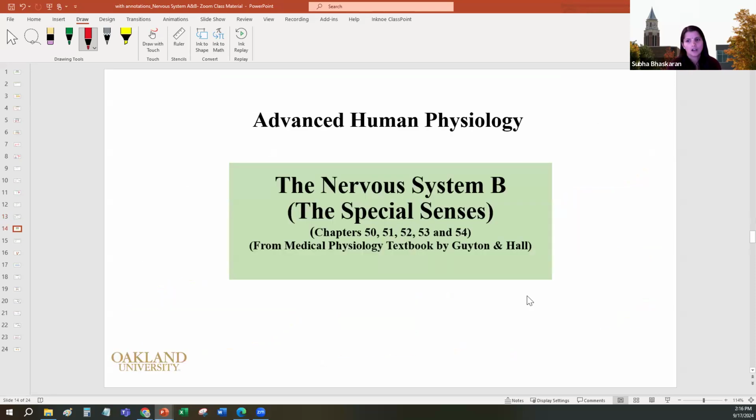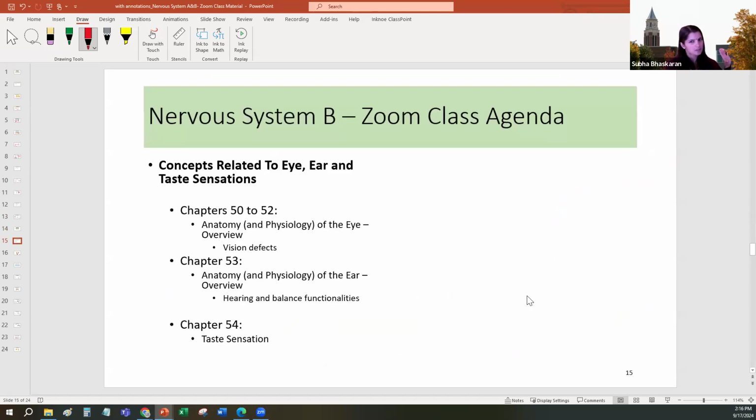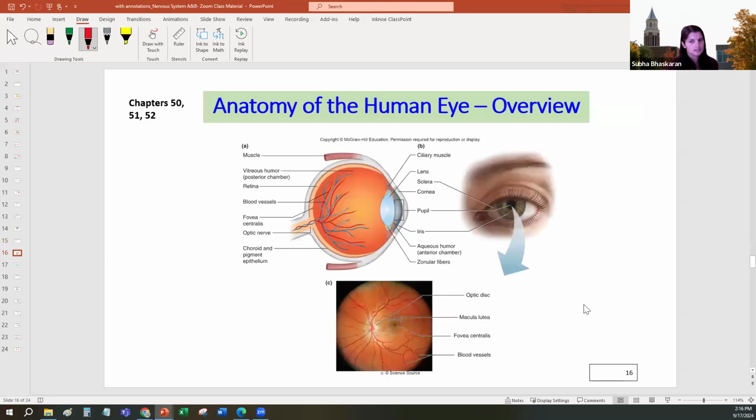Yes. The nervous system, these special senses. How many of you are familiar with a little bit of anatomy of the eyes and the ear? So this is predominantly the eye, the ear, and taste. So it is a little bit of expectation where you would know the overall anatomy of the eye, right? So what are these anatomical structures helping us with? So what is the stimulus? So the physiology here is what?